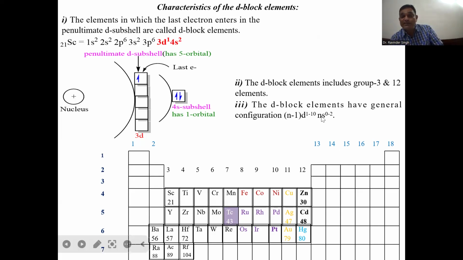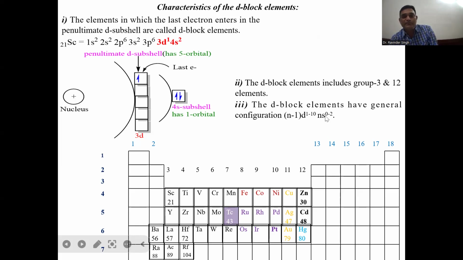Why do we write ns 0 to 2? In the case of palladium, both the s electrons jump back into the d subshell, so the configuration becomes 4d10 and 5s0. So 0 in case of palladium. Why the 1? We write 0 to 2 because 1 occurs in the case of chromium, where the configuration is 3d5 4s1, and in the case of molybdenum below chromium, the same case applies. So you can write like that.